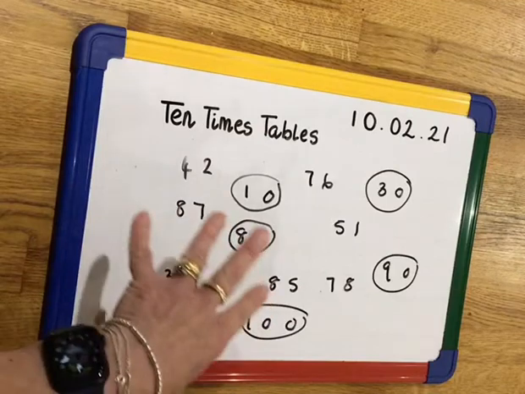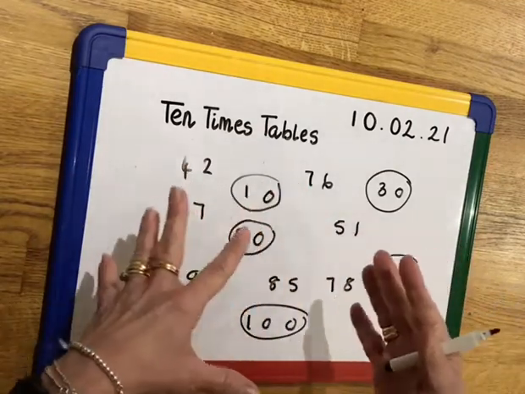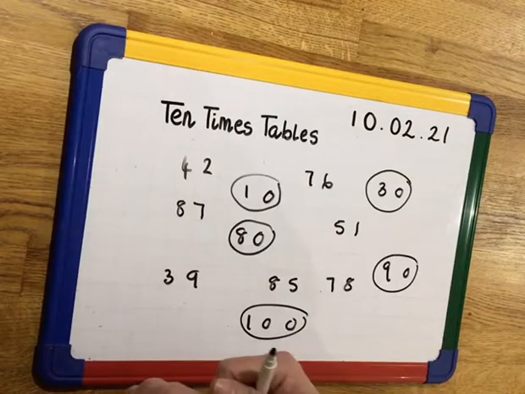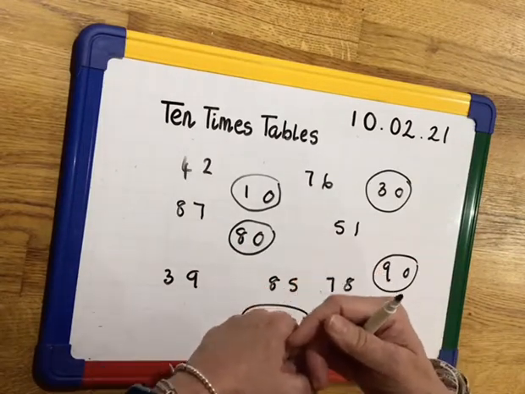So if I'm looking in a group of numbers that I'm asked to find the ones in the 10 times table, I'm looking for all the ones that end in 0. Pause the video here and complete the activity in the PDF file, please, children.